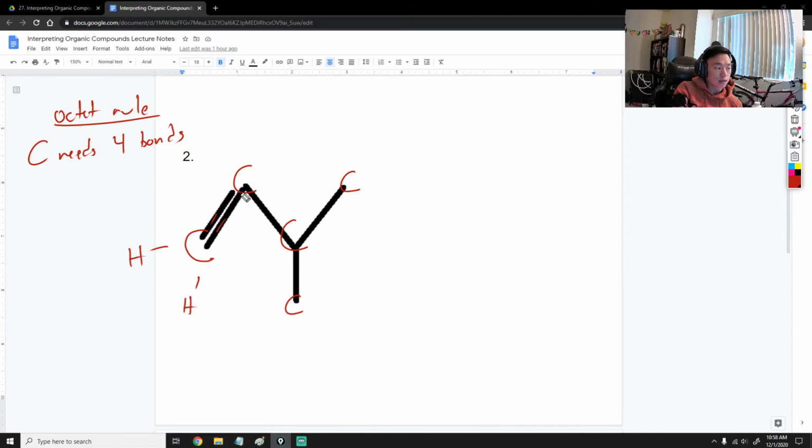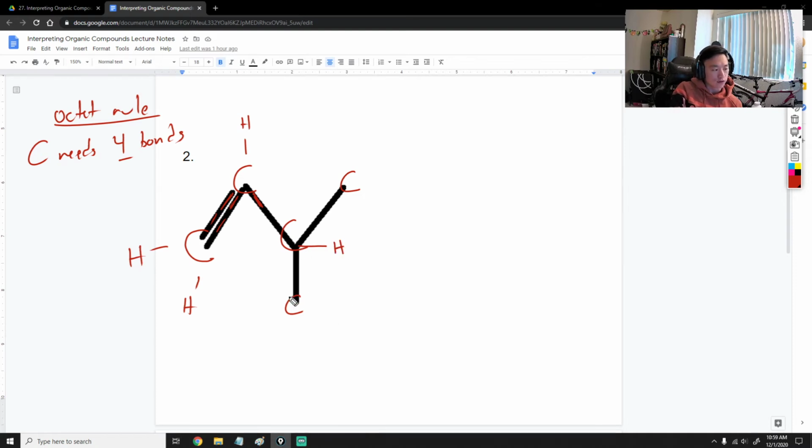This carbon right here has 2 because of the double bond, and it has a third one in the single bond. So it has 2 in this bond, 1 in this bond. So it's going to have 3 total already. That means if it has 3 and it needs to get to 4, it just needs 1 more. So this carbon has 1 hydrogen. Next, this carbon right here has 1, 2, 3 lines because it's in the middle of the molecule. Since it has 3, it just needs 1 more. So this carbon has an H.